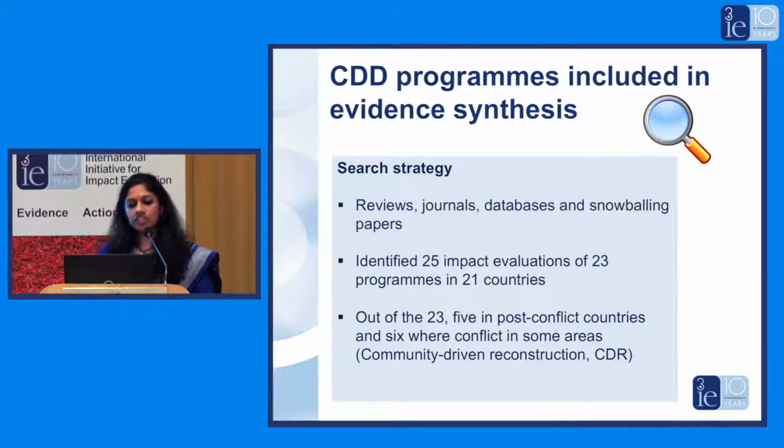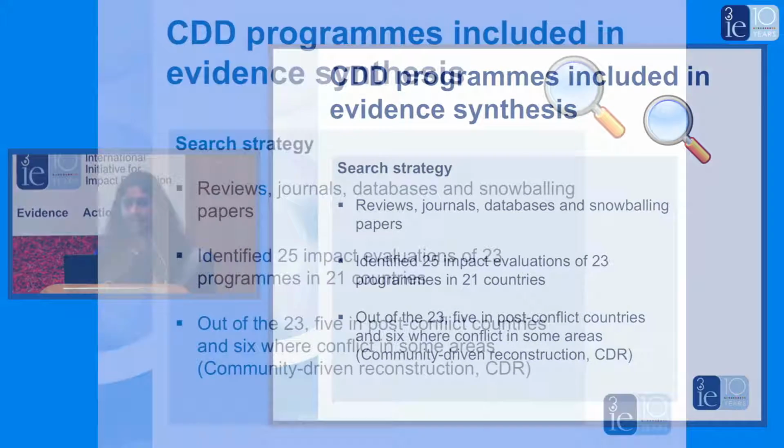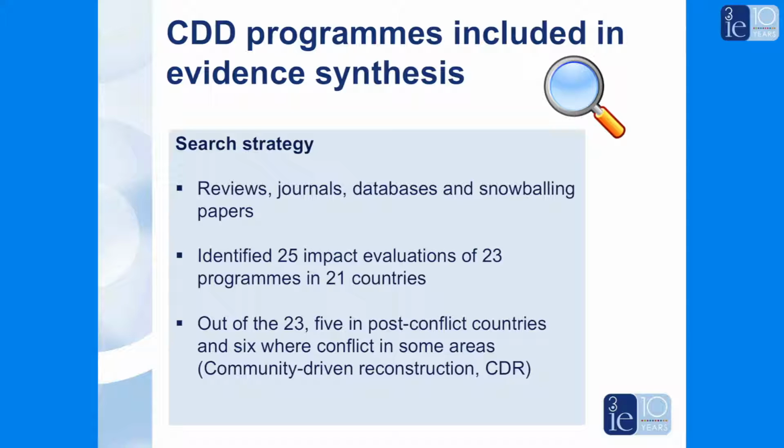In terms of search strategy, we tried to apply some systematic review principles, but it is not a systematic review. We looked through reviews, journals, and academic databases, and of course used some snowballing, looking at references in existing papers. With this method, we identified about 25 impact evaluations of 23 programs in 21 countries. Out of the 23, 5 were in post-conflict countries, which included DRC, Sierra Leone, Afghanistan, Aceh in Indonesia, and Nicaragua.